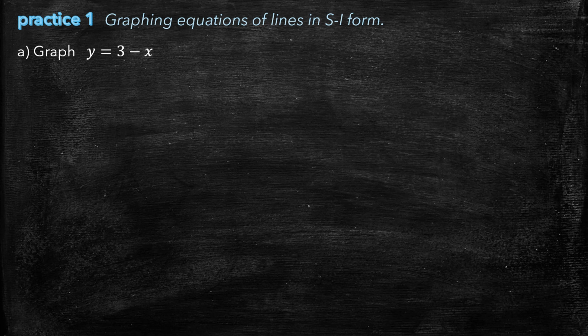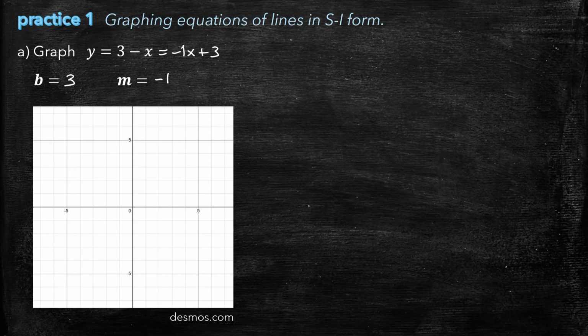But that can be a bit tedious at times, and instead we're going to be creative and use the slope and y-intercept to make a quick sketch. So first of all, let's rewrite this as negative 1x plus 3, so it's in the form we're accustomed to. So the y-intercept, the plus 3, that's the y-intercept, and the slope is negative 1. So let's pull up a graph and plot the y-intercept, which is at 3. So I have my first point, 0, 3.